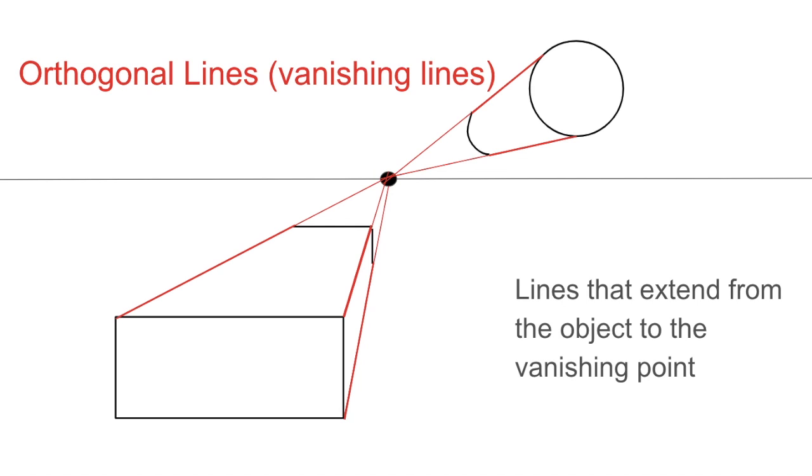Orthogonal lines is a pretty weird word, but if it's easier, you can just call it a vanishing line. So orthogonal lines are lines that extend from the object to the vanishing point. So the red lines extending from the rectangle up front and the circle reach from the corners or the edges of that circle, and they lead all the way back to the vanishing point.